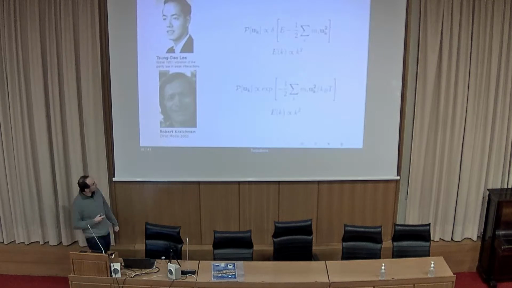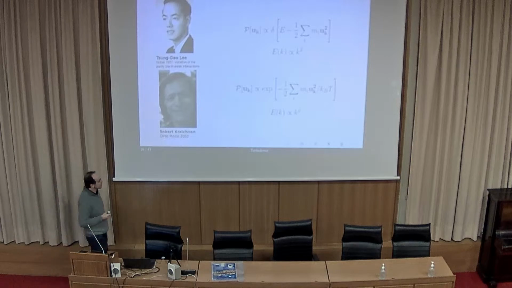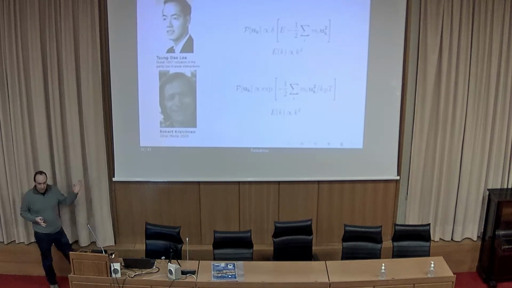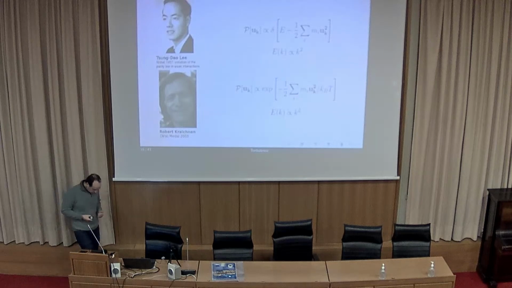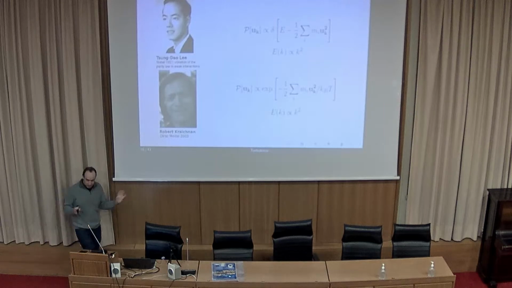The second guy is Robert Kraichnan, who was one of the last assistants of Albert Einstein. He did what is called in statistical physics the canonical ensemble. He also finds k squared. He never left the field of turbulence, and he only won a Dirac medal.